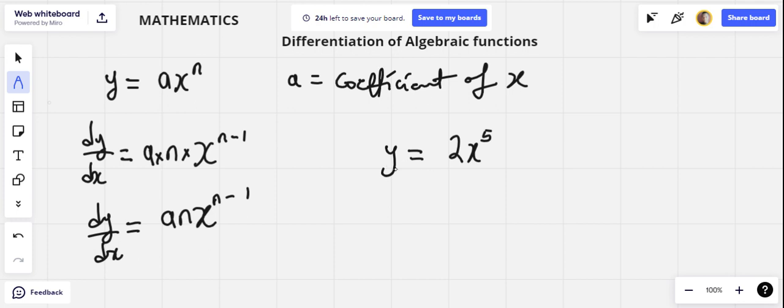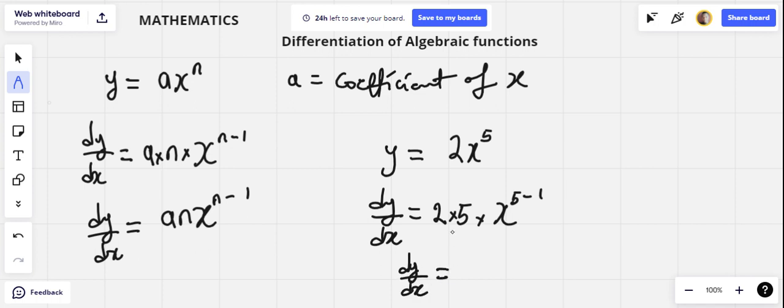Take for example, we have y equals 2x raised to power of 5. Our a is 2, our n is 5. So from here, our dy/dx will be equal to 2 times 5 times x raised to power of 5 minus 1. Remember, raised to power of n minus 1, 5 minus 1. So dy/dx, 2 times 5 is 10, 10x raised to power of 5 minus 1 is 4. So now we've successfully differentiated y equals 2x raised to power of 5. We differentiated it and it becomes 10x raised to power of 4.